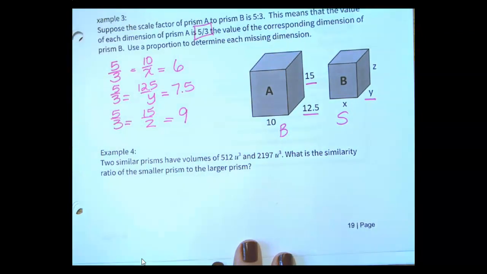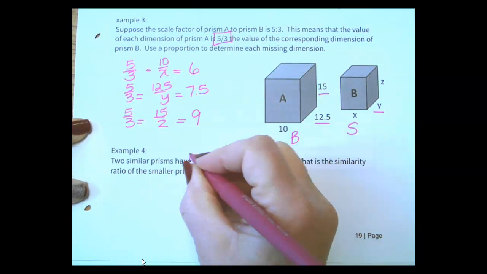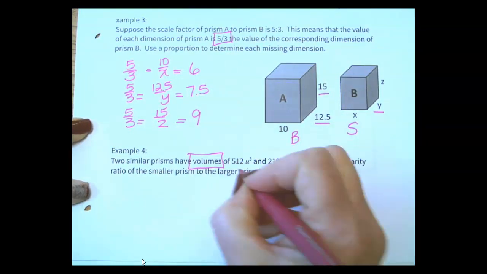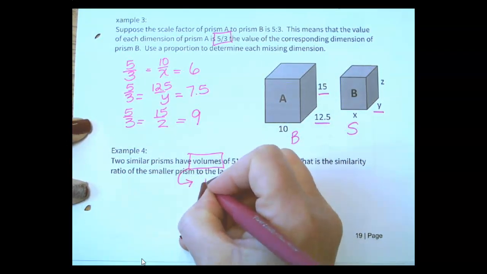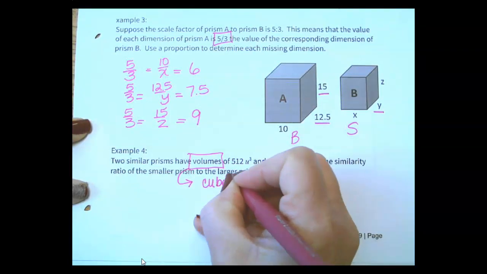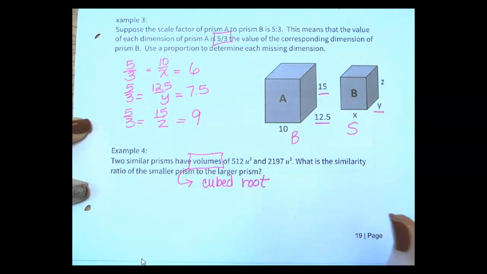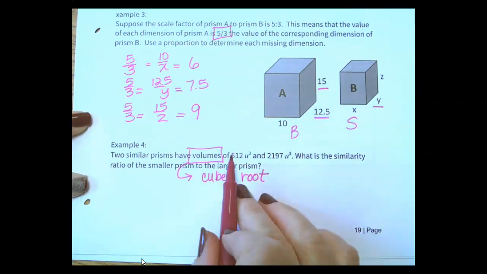Okay, so this is where it gets a little bit weird. This example 4 has to do with volume. If they're giving you the volumes themselves, you would have to take the cubed root. So you can find the sides, but right at this point, we're just trying to write that similarity ratio.